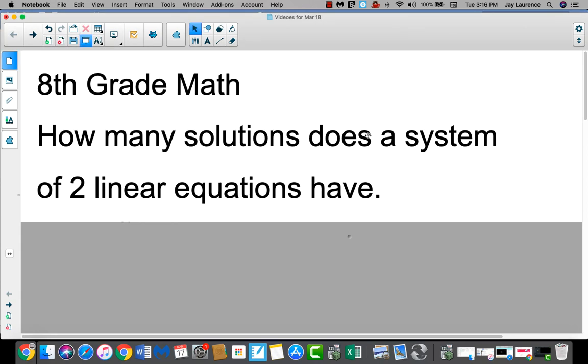Mr. Lawrence here, and today we're going to try to figure out how many solutions a system of two linear equations has without doing any graphing. Yeah, without doing any graphing.